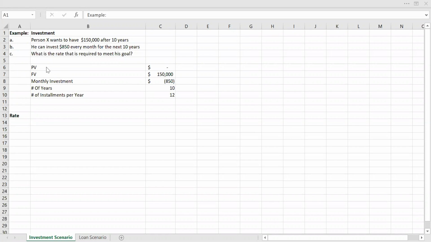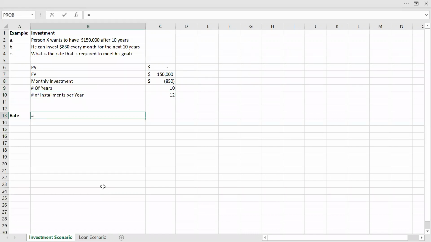Since he's making an investment every month, currently the present value is zero. He doesn't have anything invested. So he's planning to do it for the next 10 years, investing $850 each month. And at the end of 10 years, that is the future value, he wants to have $150,000. And every month he's doing it, so in a year, he's doing it 12 times. So with this information, let's try to calculate the rate.